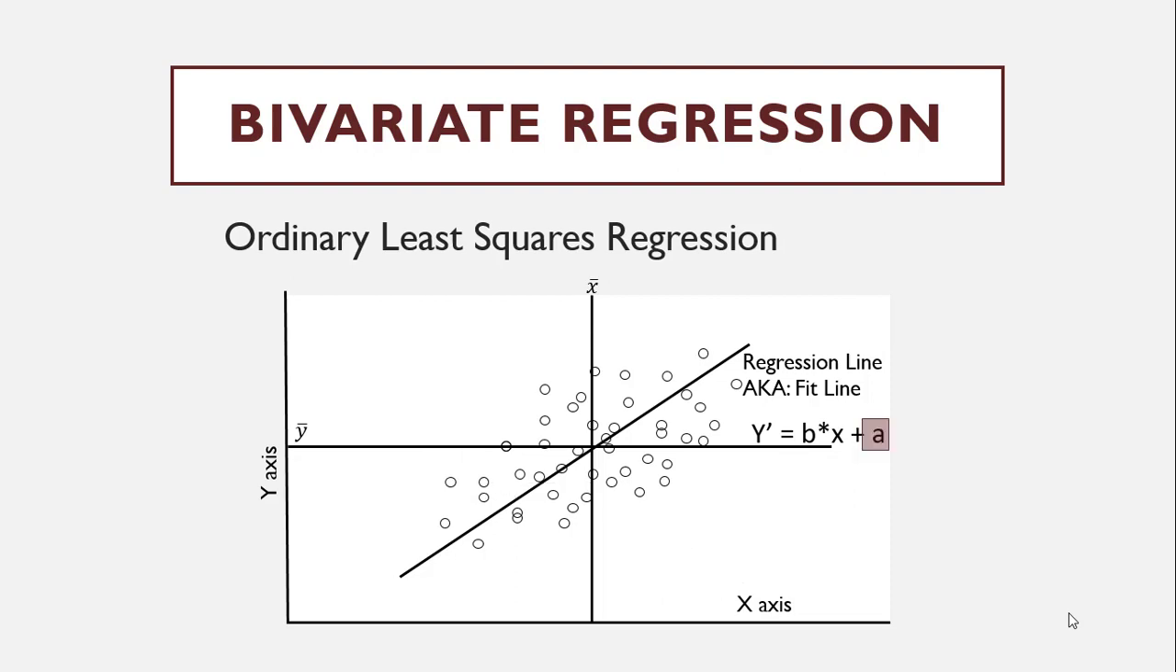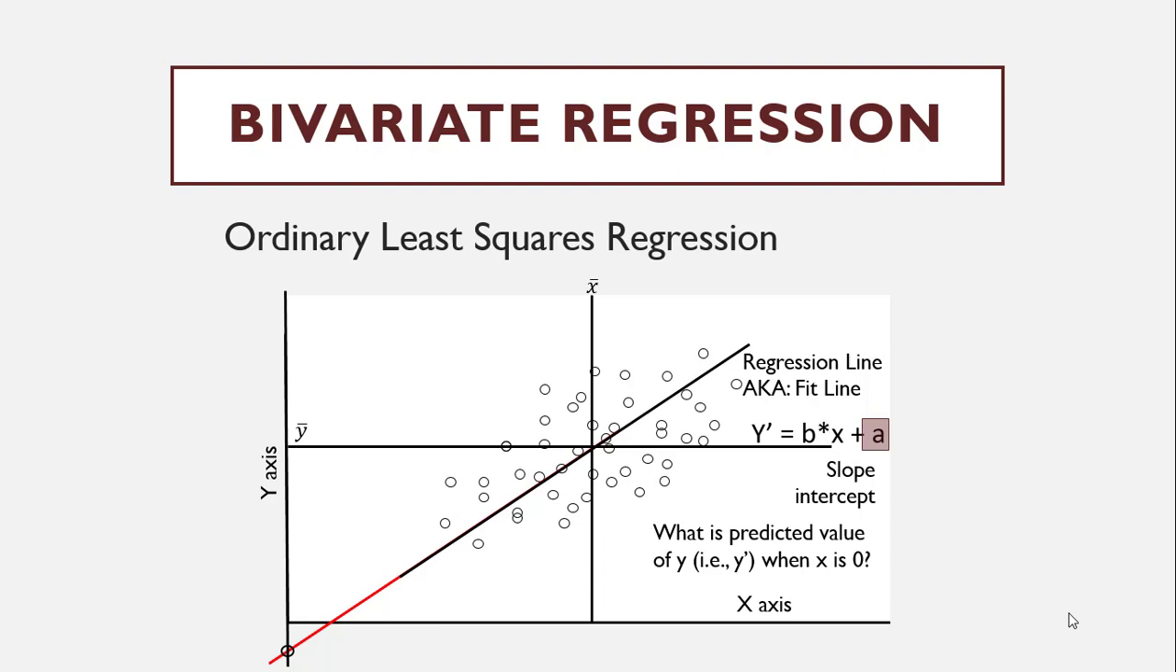The last term is this a. And again, going back to your high school math class, a is the slope intercept. By slope intercept, we mean the predicted value of y, so y prime, when x is 0. So we need to extend this regression line, this fit line, until it crosses where x is 0, which happens at the y-axis. And so the question is, on the y-axis, what is that value at this point where x is equal to 0? Now, it's probably a nonsensical number.